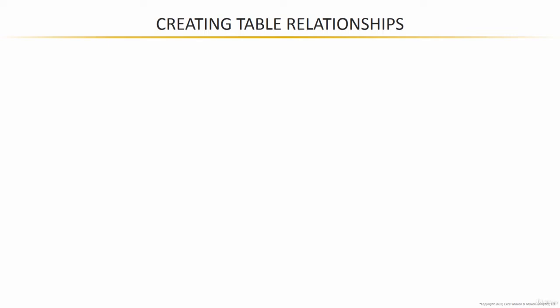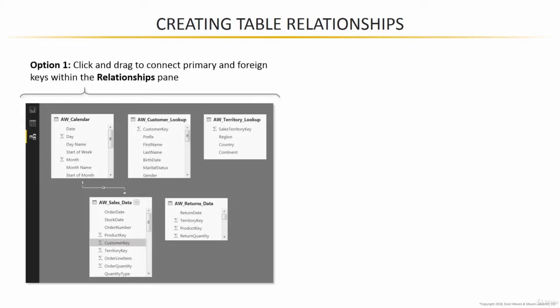All right, guys, it's an exciting moment in the AdventureWorks world because we are about to wire up our data model and create our table relationships. So in Power BI Desktop, there are two common ways to do this. Option number one, which I prefer, is to simply click and drag to connect your keys in the relationship view. It's as simple as clicking on a foreign key, dragging the mouse, finding its primary key match, and releasing to create that relationship. Very, very simple, very straightforward, also a very visual way to create those relationships.